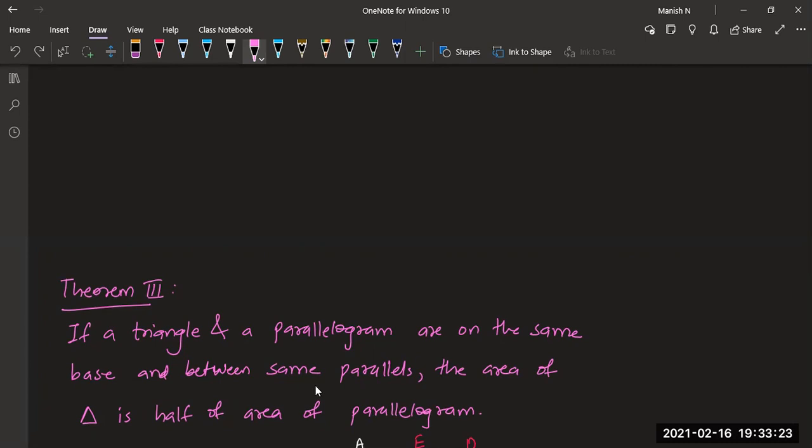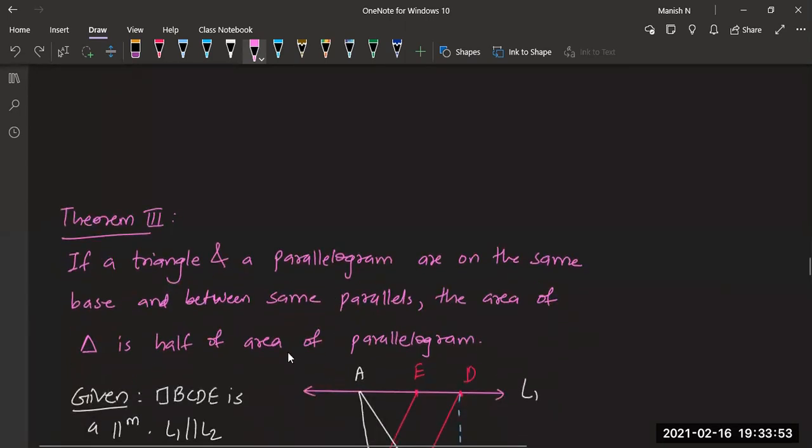So far we had seen that if two parallelograms are between same base and same parallels, they are equal in area. If one parallelogram and one rectangle are between same base and same parallels, they are also equal in area. But now we are talking about if one triangle and one parallelogram are between same base and same parallels, then the triangle's area is half that of the area of parallelogram. This is a very important theorem.